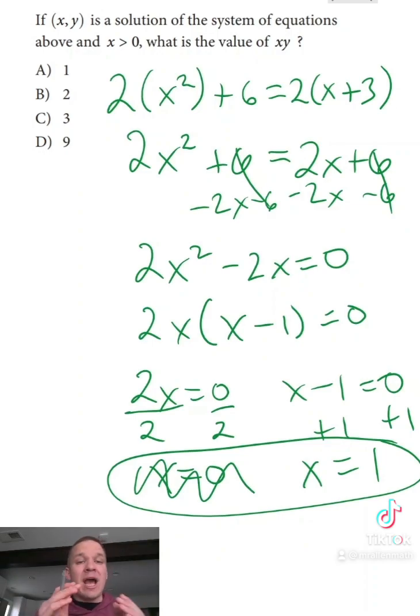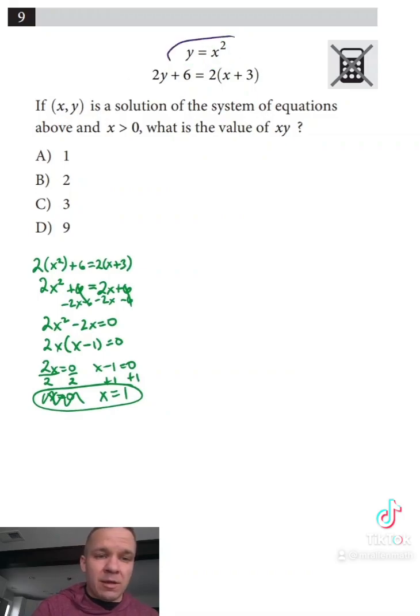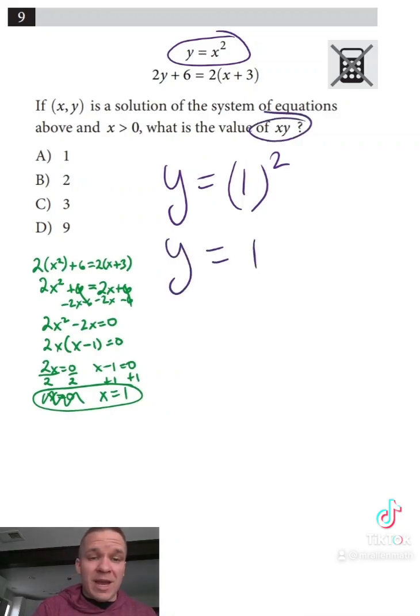Now I need to get x times y. So that means I need to solve for y here. So I'm going to take my working x value and plug it in. I think really the easiest equation to work with here would be that one right there. So y equals, and then I'm going to substitute the 1 in for x. I like to use parentheses when I substitute in. And then I will have y equals 1 squared is 1, so y equals 1. And if I want the value of x times y, well, I've got 1 times 1, which is just 1.